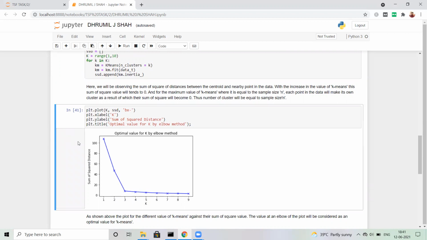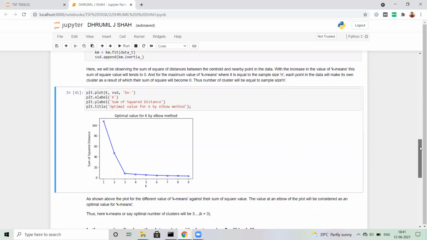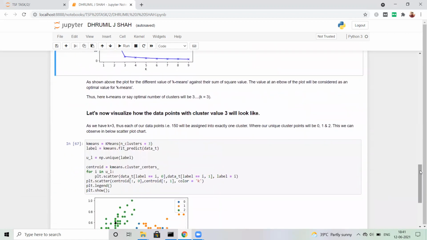So further, when we are plotting our data into a visual representation, we will be getting an arm-like structure, as you can see on my screen. Here, the elbow part of this structure will be considered as the optimal value of k for k-means. Here it is 3. So we will consider k equal to 3 as the optimum value for k-means. Thus, in our data set, the number of clusters we will be having is 3.